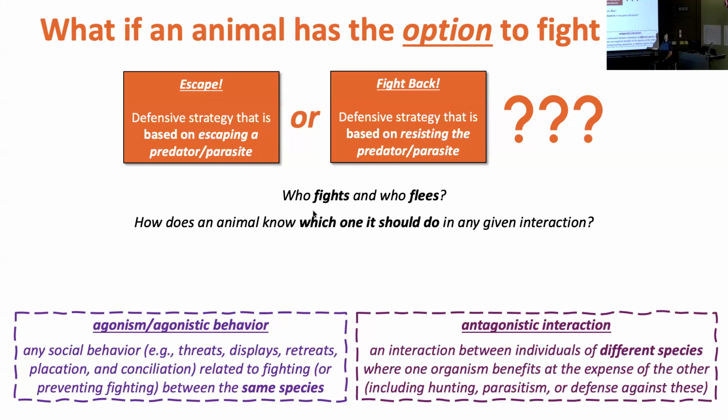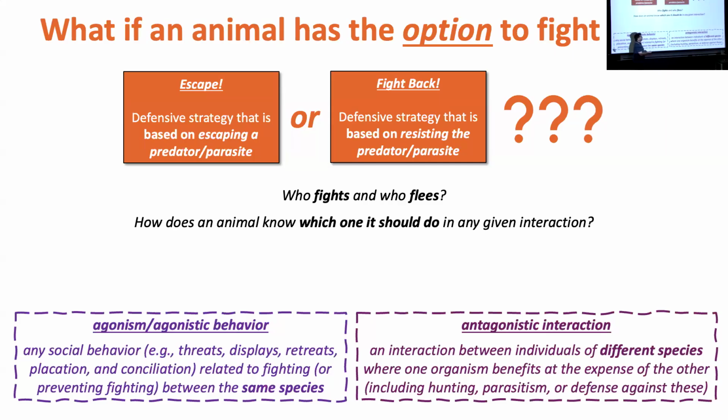All right, so escape or fight back. If you have the option to fight back, then you have to decide: do I fight or do I flee? That's a very interesting behavior that we can study. So now we're in this area of agonism, agonistic behavior. That's any behavior related to fighting between the same species. So when you hear us talk about agonistic behavior, that's within species.